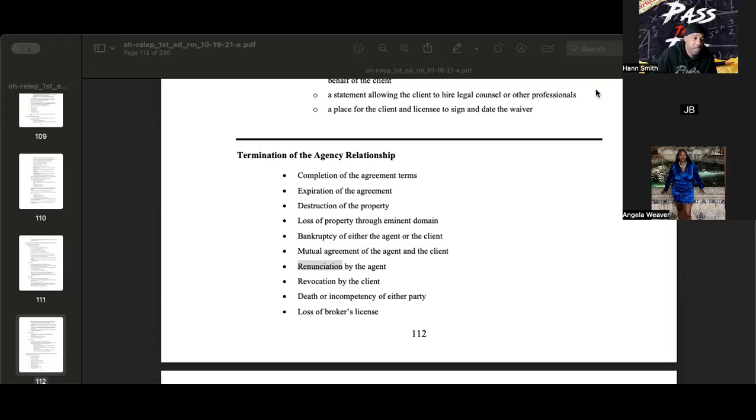So, renunciation in real estate is the act of giving up a claim or interest in a property. It can occur in various situations, such as when the heir renounces.